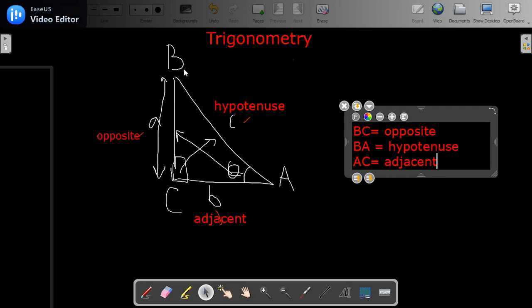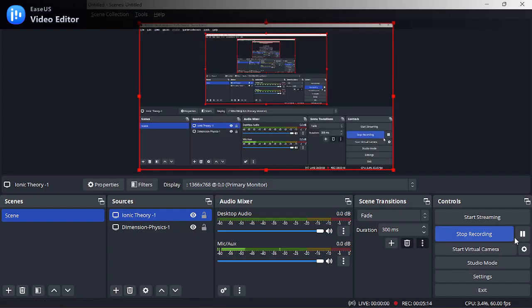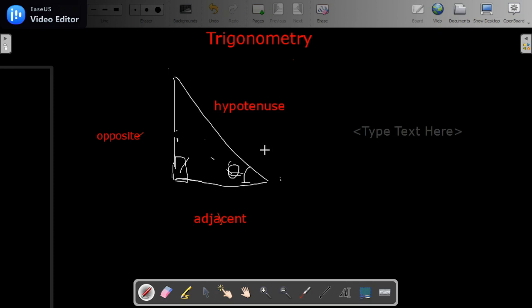Any of the English alphabet letters could be used. So diagrammatically we have this: the opposite, hypotenuse and adjacent here. So now diagrammatically we have this.